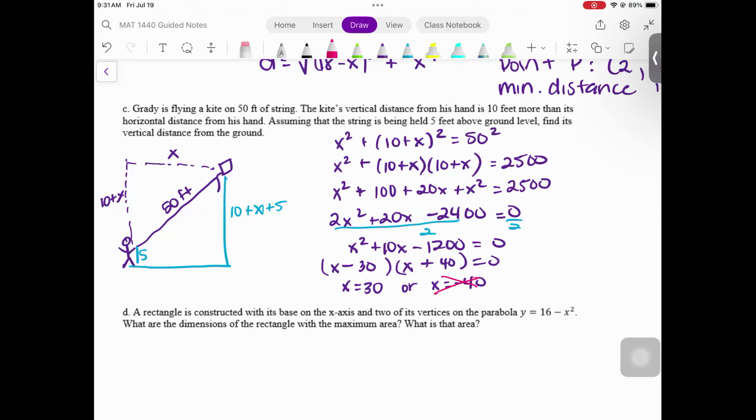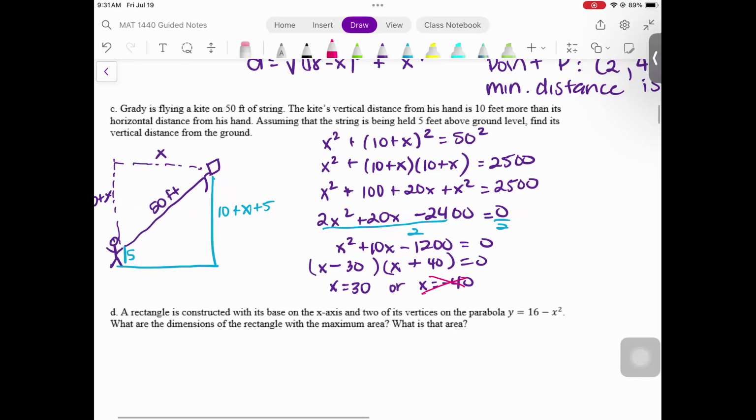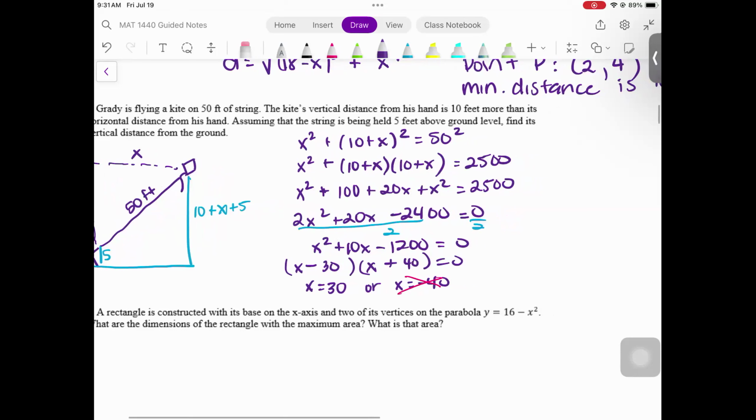We're trying to find the vertical distance of the kite from the ground. So that's the 10 plus x plus 5 expression. If I plug in 30 for x, we get that the kite is 45 feet from the ground.